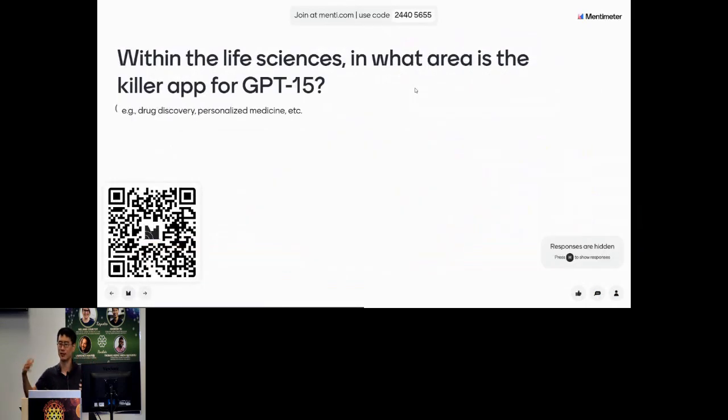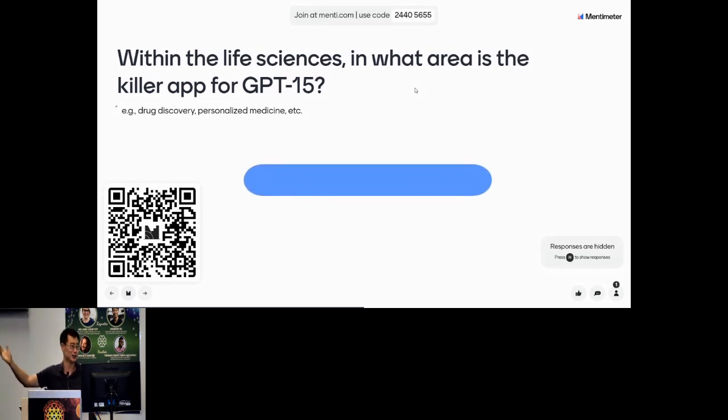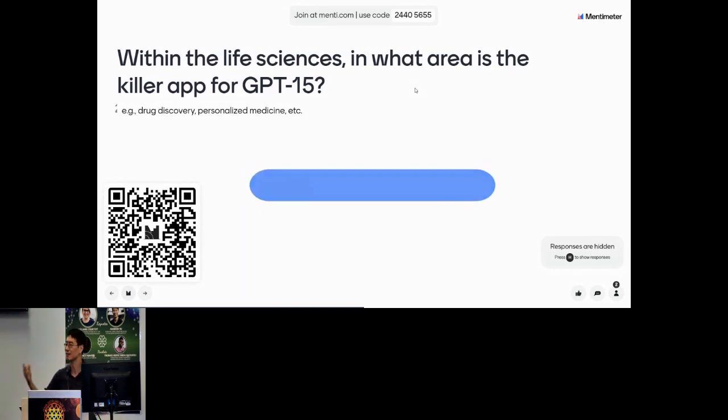Within the life sciences, I want to adapt this really to the life sciences and research community. In what area do you think the killer app for GPT-15 is? What would you do with it? What would be your first class of queries? I don't want to bias it too much, but I'm looking for phrases like drug discovery, personalized medicine, things like that.